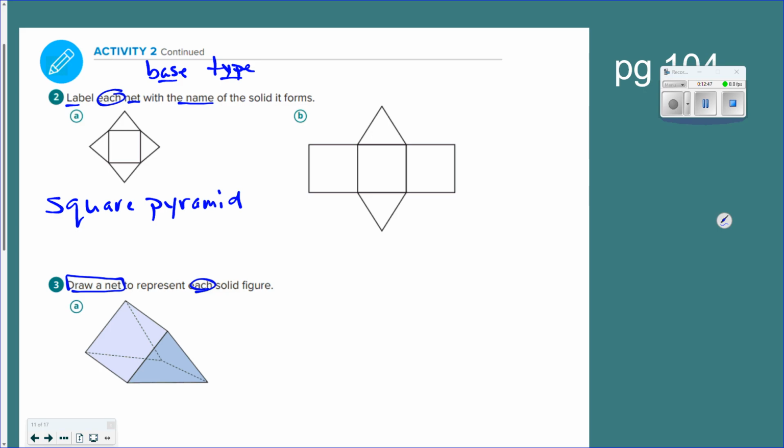Okay? On part B, is this a prism or a pyramid? Prism. So my base shape is a triangle. Call it a triangular prism. So to identify it, you have to identify what the shape is, figure out the base. But to name it, I name it by the base shape and the type. Is it a pyramid or a prism?